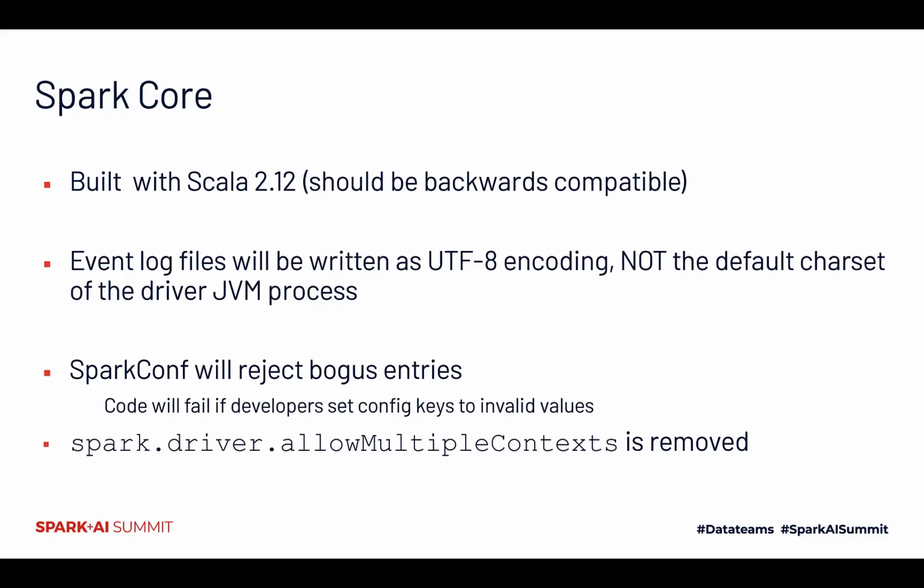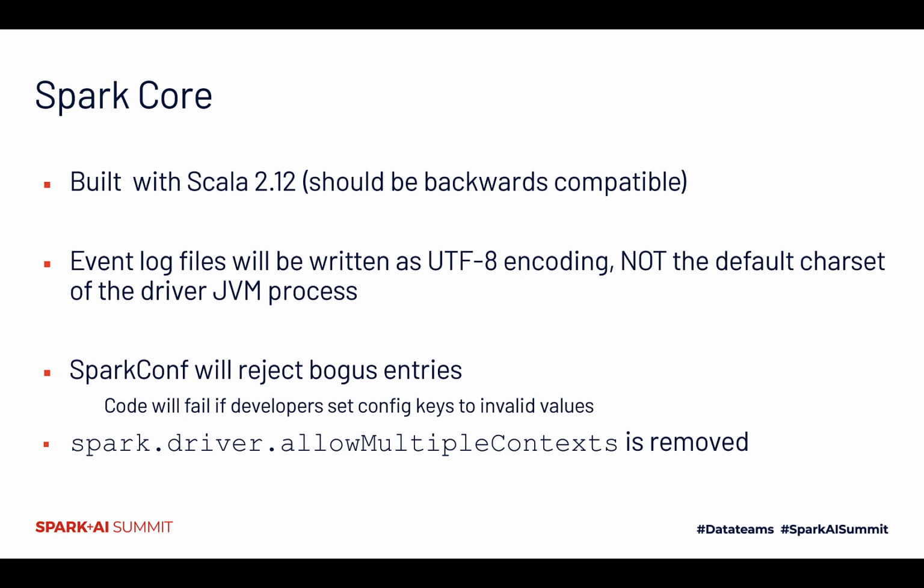Other changes. So I already mentioned the Spark core has been built with Scala 2.12. Your code that was written before should compile just fine in Scala 2.12 in terms of the Spark APIs. So the only key thing is making sure other code, for example, libraries that you're using, have been recompiled for Scala 2.12.